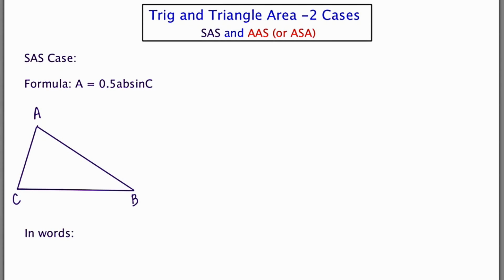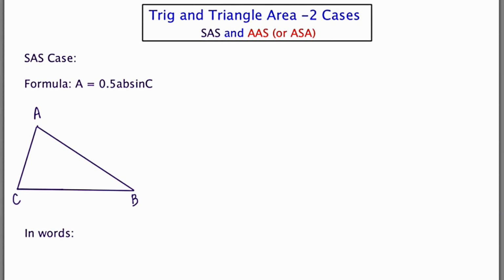In this video, I'm going to show you how to find the area of a triangle given two sides and the angle in between, and then given two angles and a side, either AAS or ASA. We're going to start though with the first case, the SAS case, where I give you two sides and the angle in between. The formula for this case is 1/2 ab sine C.